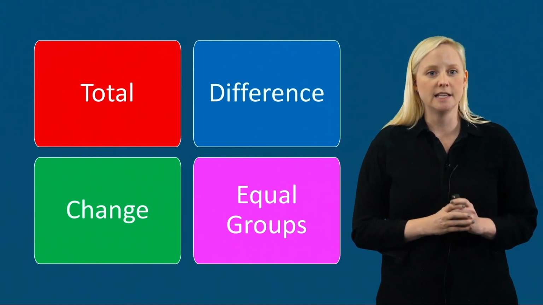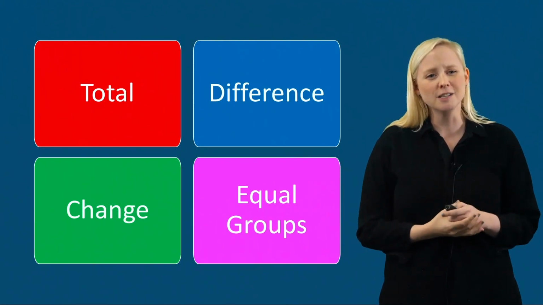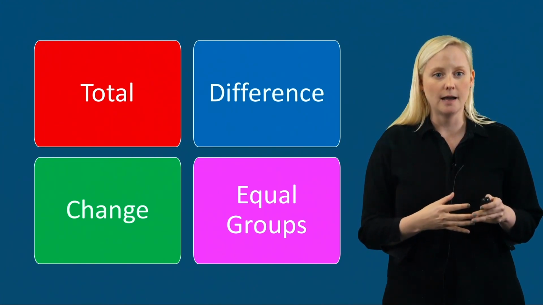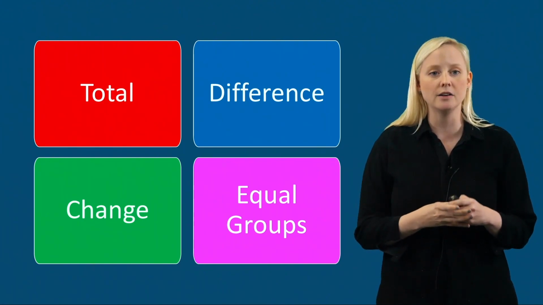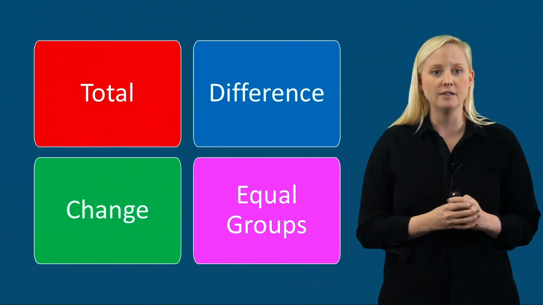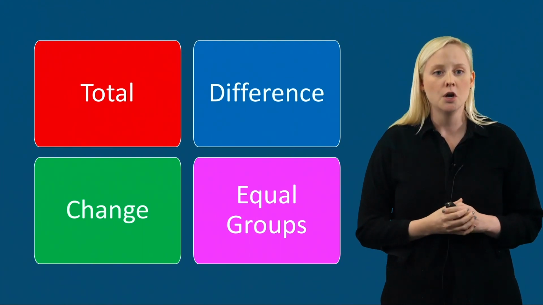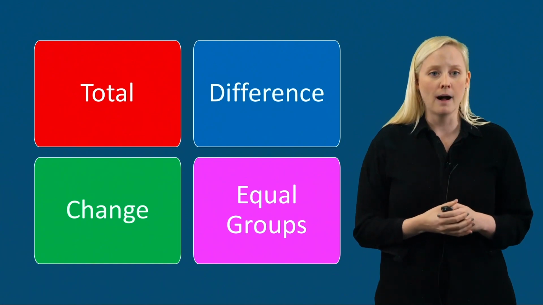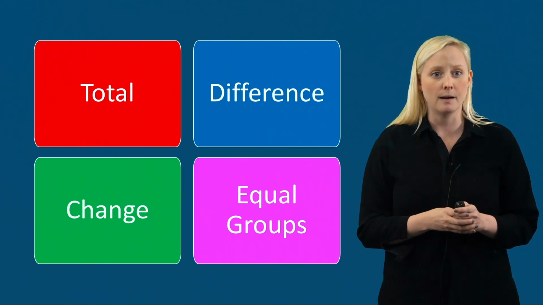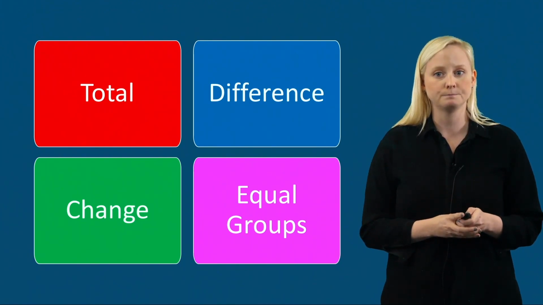We have 4 different schemas we talk about: total, difference, change, or equal groups. You might first be asking yourself, Kate, what is a schema? We talk about schemas as problem types. We teach students to solve word problems by understanding that word problems fall into one of 4 different schemas: our 3 additive schemas, total, difference, and change, and our multiplicative schema, equal groups. We find that if students identify a word problem as belonging to a specific schema or problem type, then they are better equipped to solve the problems. Students are also better able to solve novel problems using the schema steps.